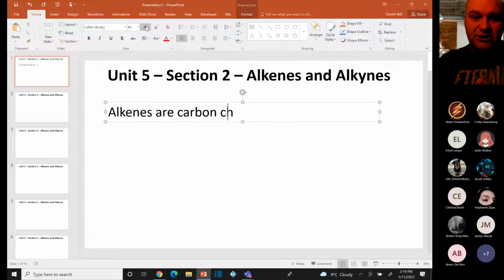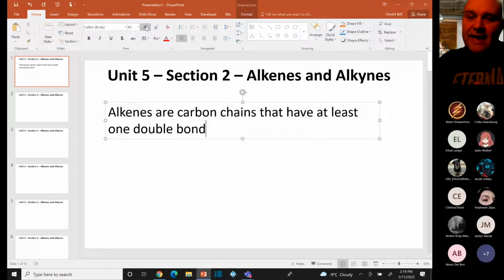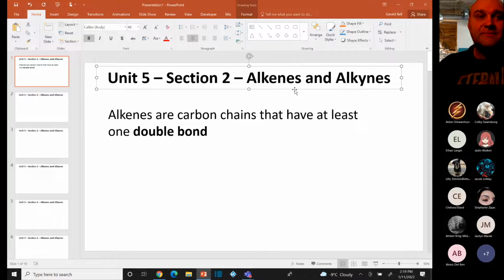Alkenes are carbon chains that have at least one double bond. We're only going to look at alkenes that have one double bond. We're not going to get into multiple ones. So carbon can form a double bond with another carbon. Now, when it comes to our simplest one, we cannot have an alkene that only has one carbon. We need to at least have two carbons.